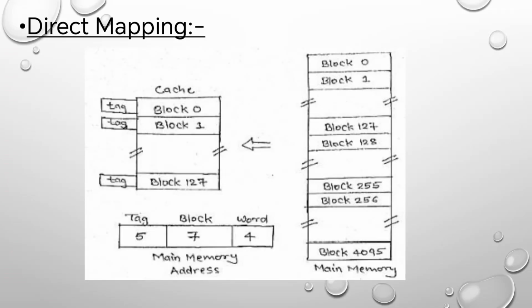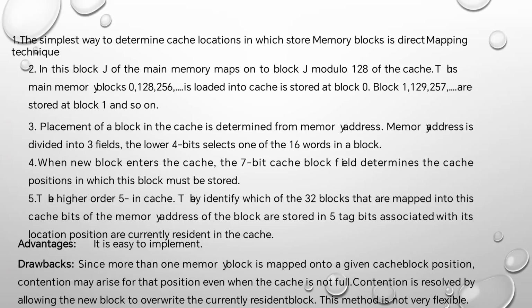Direct mapping. This is the sample diagram for direct mapping. Here the cache has block 0 to block 127, and the main memory has block 0 to block 4095. The main memory address has the format of tag, block, word. This is the simplest way to determine cache locations in which to store memory blocks in the direct mapping technique.